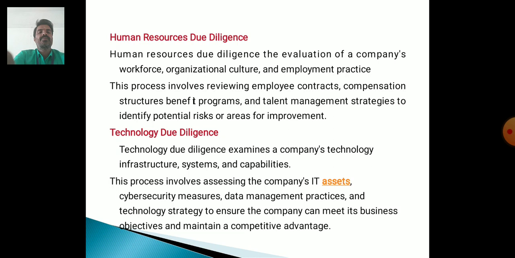Next one, technology due diligence. Technology due diligence examines a company's technology, infrastructure, systems, and capabilities. This process involves assessing the company's IT assets, cybersecurity measures, data management practices, and technology strategies to ensure the company can meet its business objectives and maintain a competitive advantage.